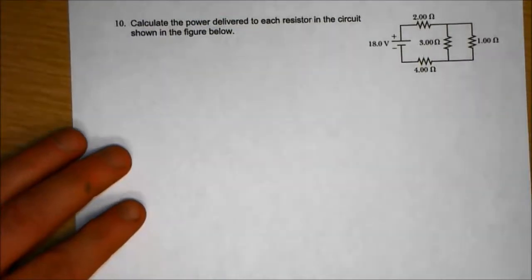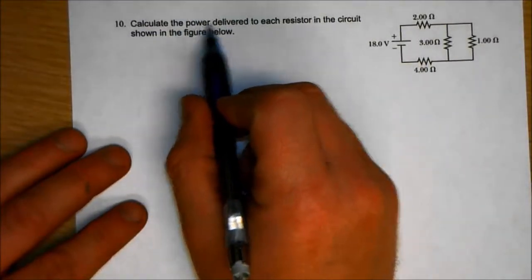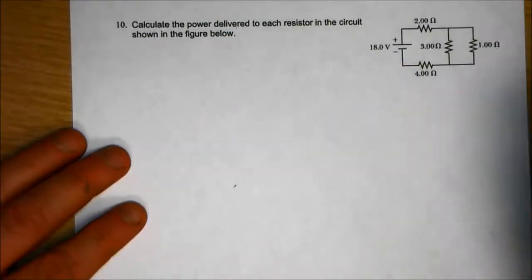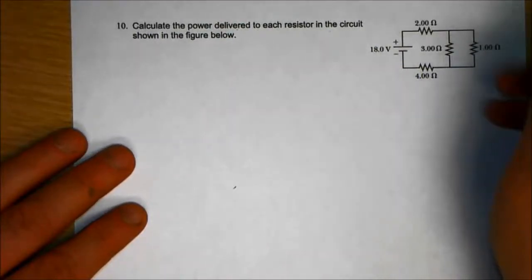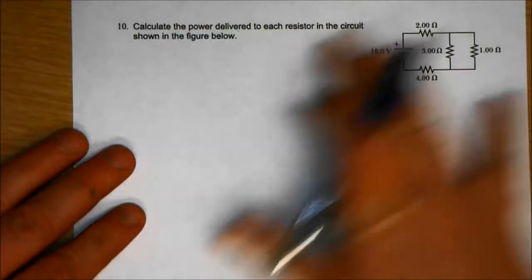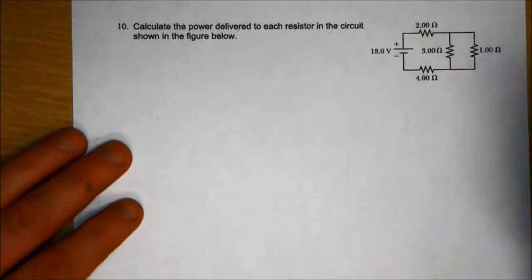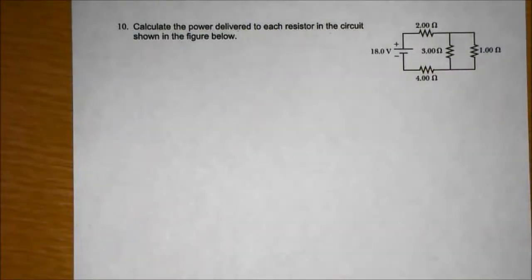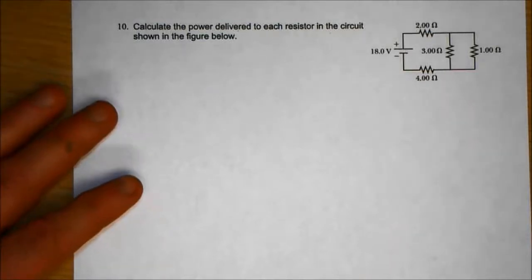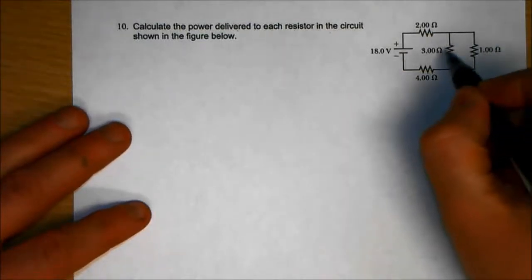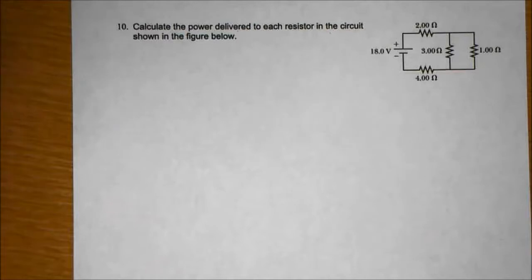This next problem is asking you to calculate power delivered to each resistor in the circuit shown in the figure below. This is more of a simple circuit, so we don't have multiple loops, so we don't have to apply Kirchhoff's loop rules or anything like that. We're just going to reduce this down to one equivalent resistor and then build the circuit back up.